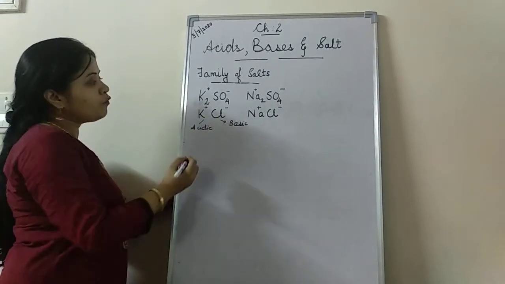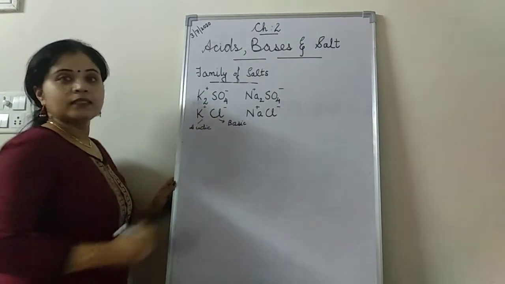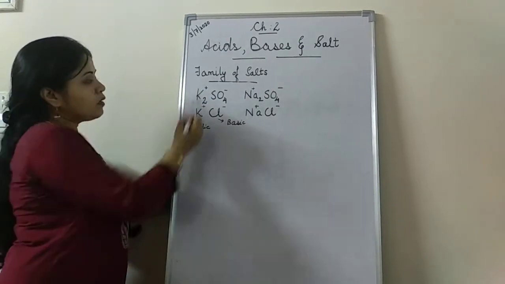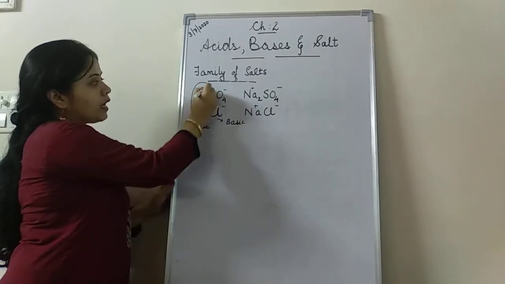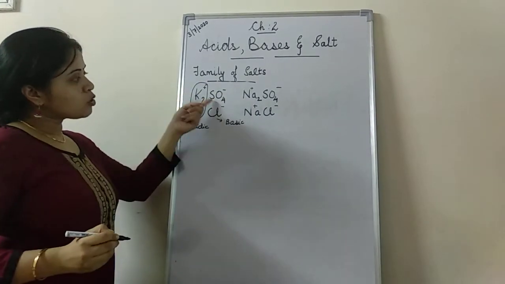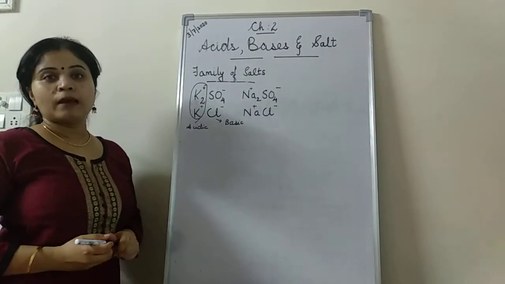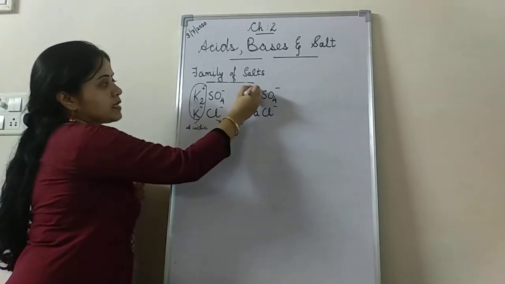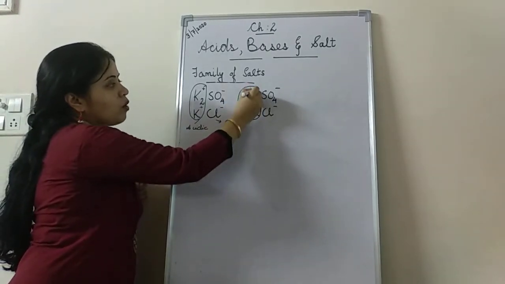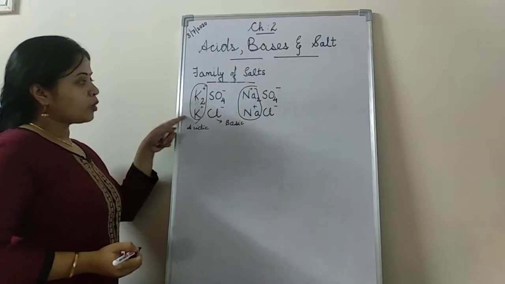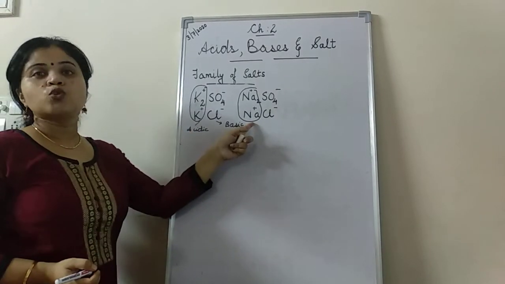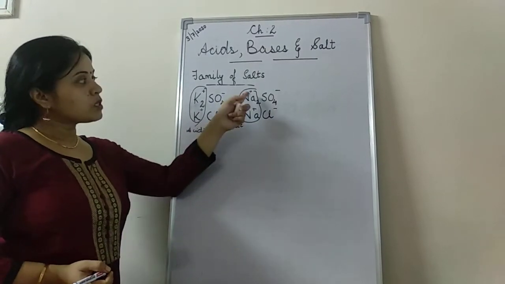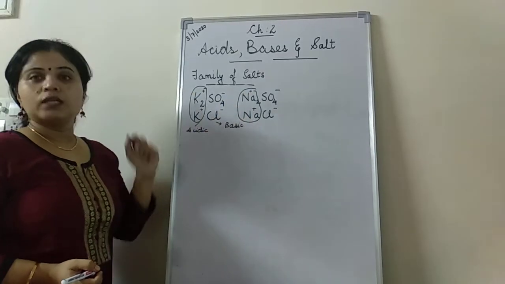If you look only at the cations, that is, only at this part, I can say that these two salts belong to the same family. Now if I look at this next example, here also I have got one more family. So I have got a potassium family and a sodium family. Clear? Because the cations are the same in both cases.